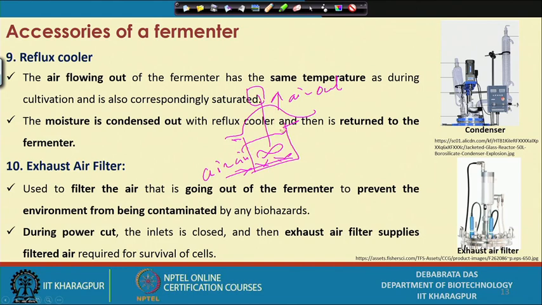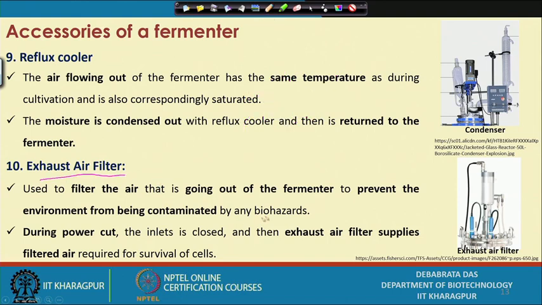So if you allow the air to go out like this, you will find that with respect to time the liquid volume of the fermenter keeps decreasing. So we put a condenser here, so that whatever vapor is going out is condensed back to the fermenter. This is what the exhaust air filter is for. I told you that we can use it to avoid contamination.